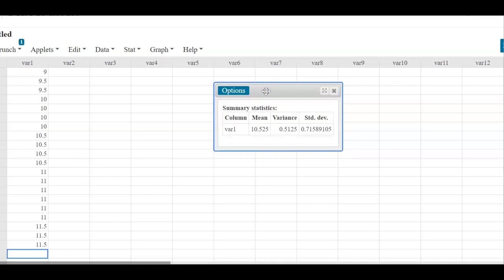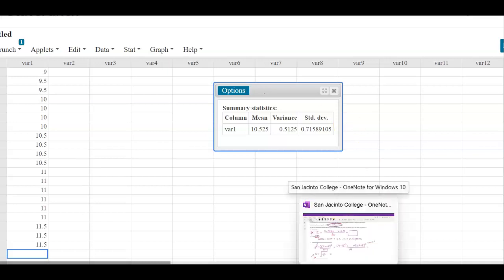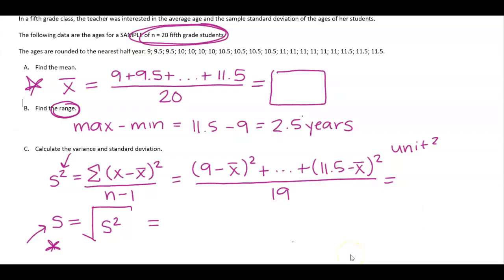Beautiful. So see, it does all of that for us. So that says the mean is, we're just going to say 10.5. I'm going to have to click back and forth a little bit. So the average age in class is 10.5. We'd have to find that first. And then if we were to do this by hand, we'd have to do (9 minus 10.5) squared plus (9.5 minus 10.5) squared plus and so on.